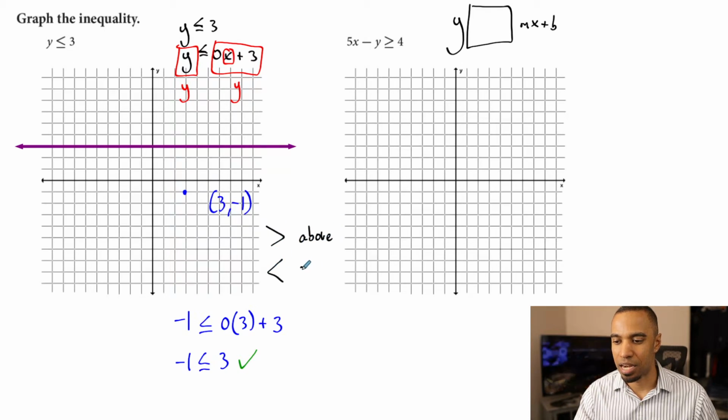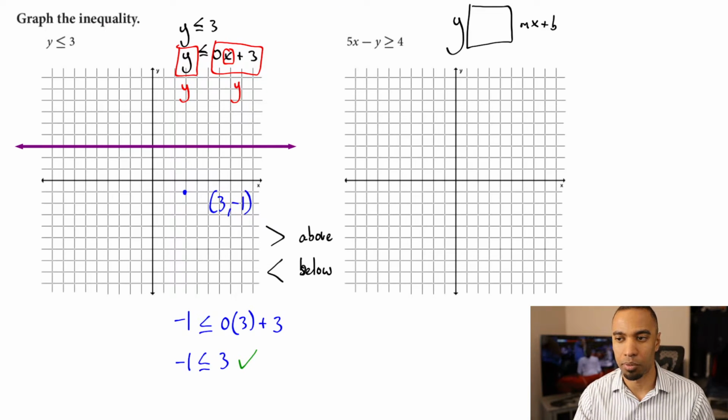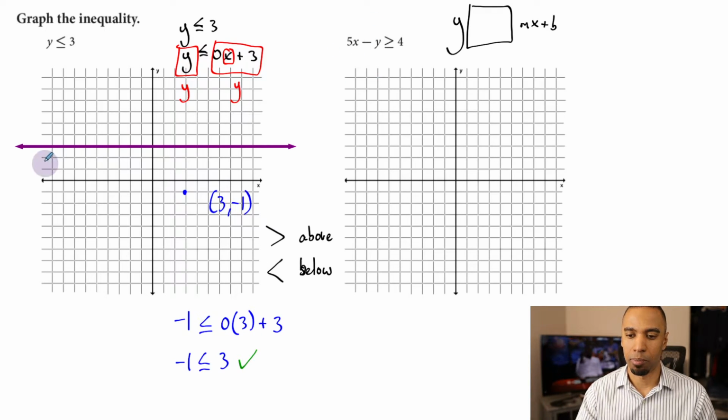If I have a less than, I'm going to shade below the line. This was a less than. It's less than or equal to, but it's a less than. That means I'm going to shade below the line right here. That's what this problem is going to do. I'm going to shade below because it's a less than.